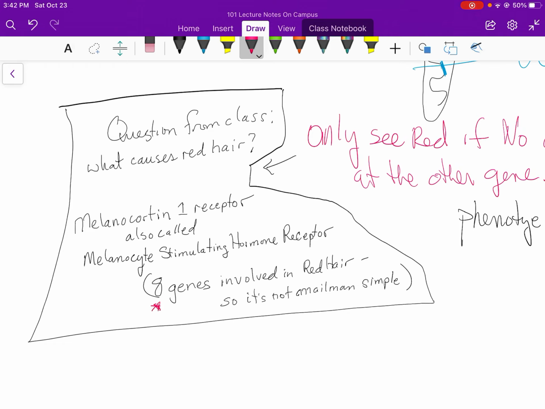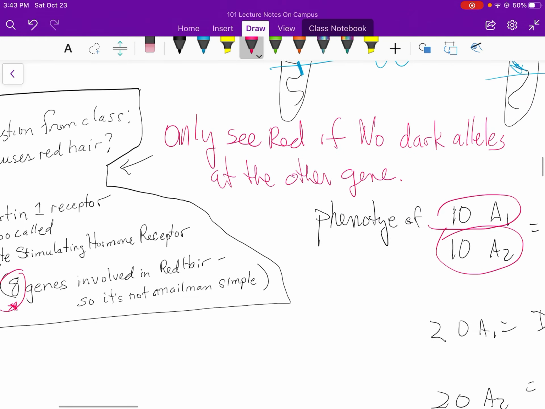It turns out, though, that there's like 8 different genes involved in red hair. So I like to say it's not as simple as blaming the mailman if you're the kid in the family with red hair. It turns out that it is a little more complicated, and that there are multiple ways to get red hair. And there are multiple kinds of red. So that's kind of fun.